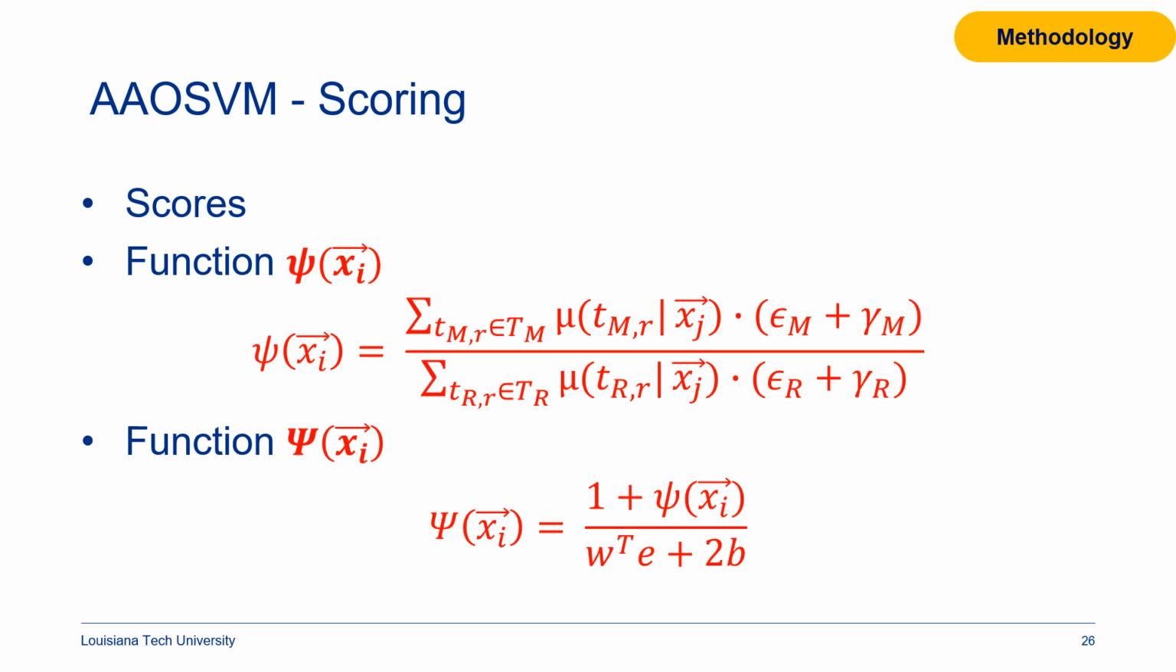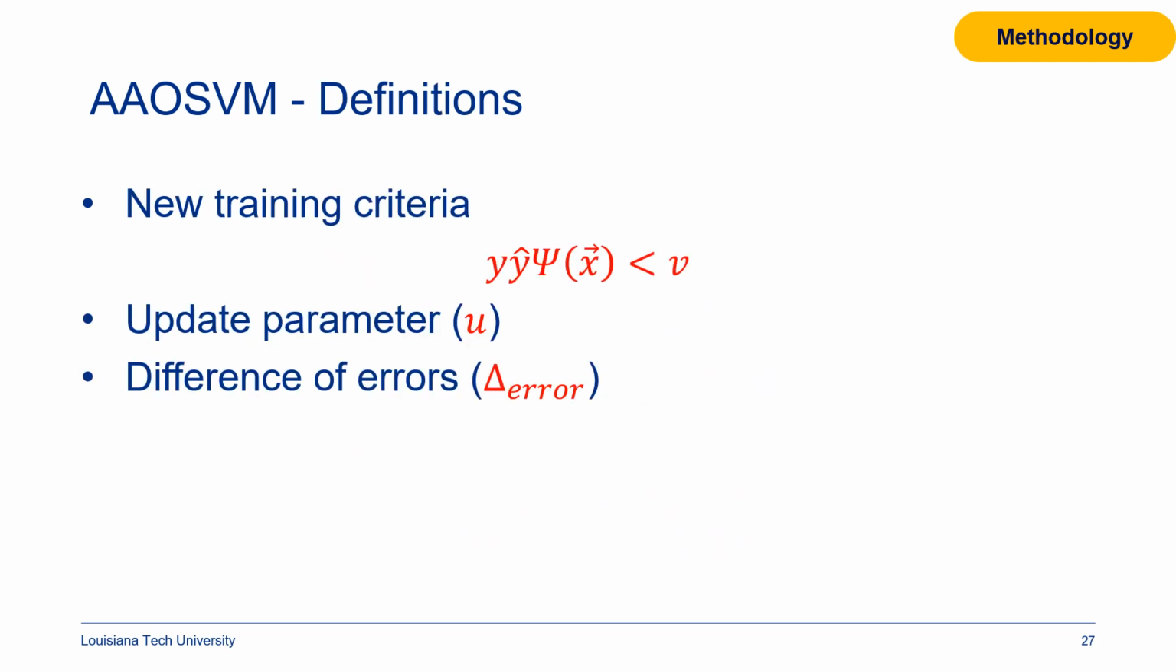Scores are arbitrary numbers that are used as weights in the function of lowercase psi of x. Lowercase psi of x uses the consistent belief from regular and malicious samples and their respective scores to try to decide if a sample was well trained or not. The function uppercase psi normalizes lowercase psi. Now we have a new training criteria, which is the label times the predicted label times uppercase psi of x, which is less than a threshold value, which is arbitrary.